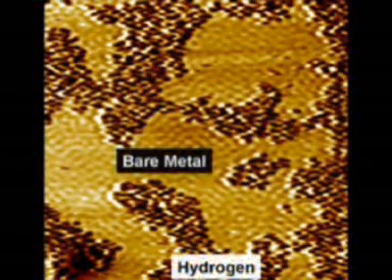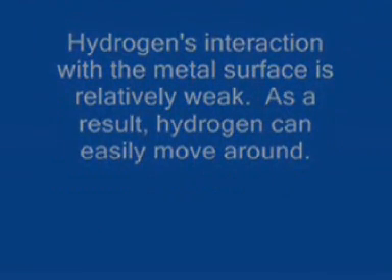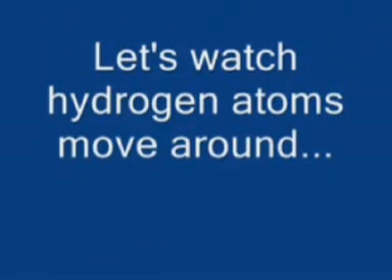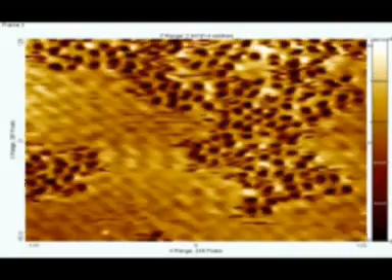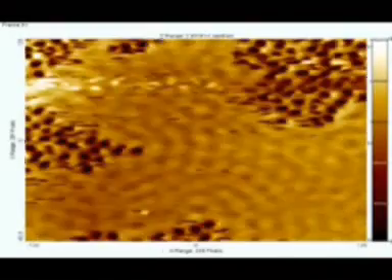If our copper surface is modified with a very small amount of palladium and hydrogen is then added to the surface, the hydrogen will image as a dark depression or a black dot. Due to hydrogen's relatively weak interaction with the metal surface, it is free to move around, and this motion can be captured through a series of images taken one after the other.